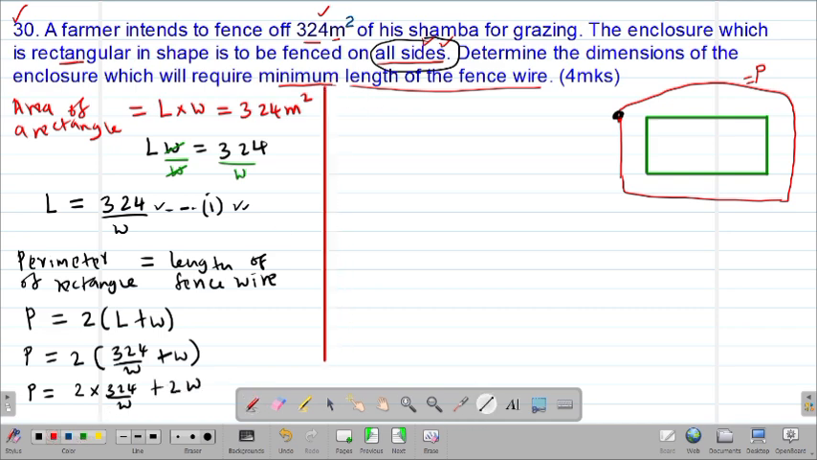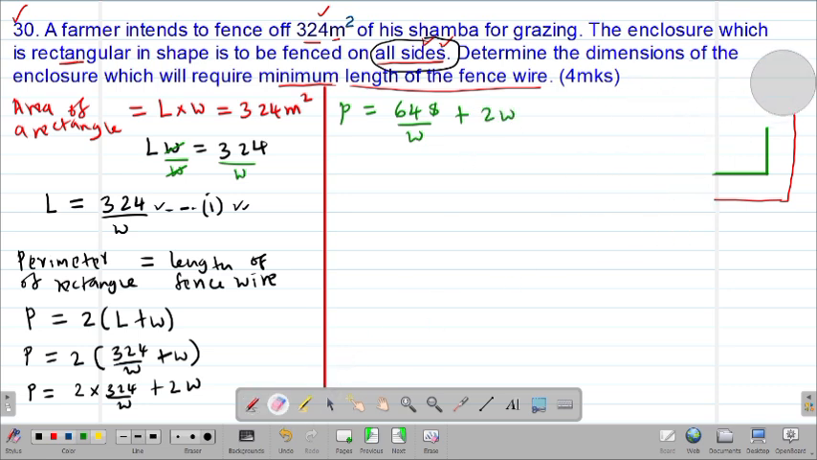Therefore, on simplification, we're gonna get the following. Our perimeter P will be equal to 2 multiplied by 324. This one will give us 648. So this is 648 divided by W, then plus 2 multiplied by W, we are simply going to get 2W. Therefore, this is our equation for the perimeter of this particular rectangular shamba, which is used for grazing the animals.